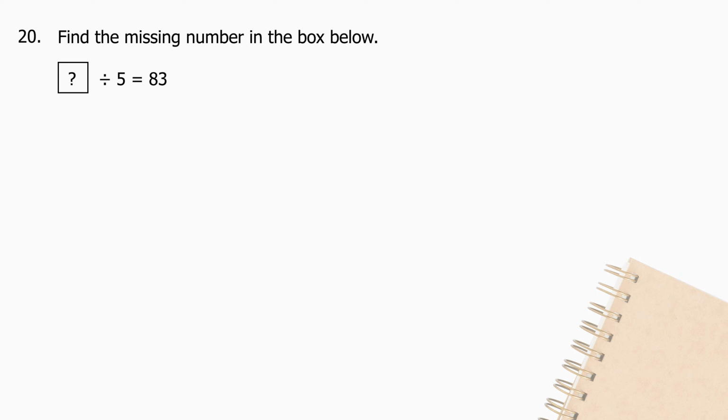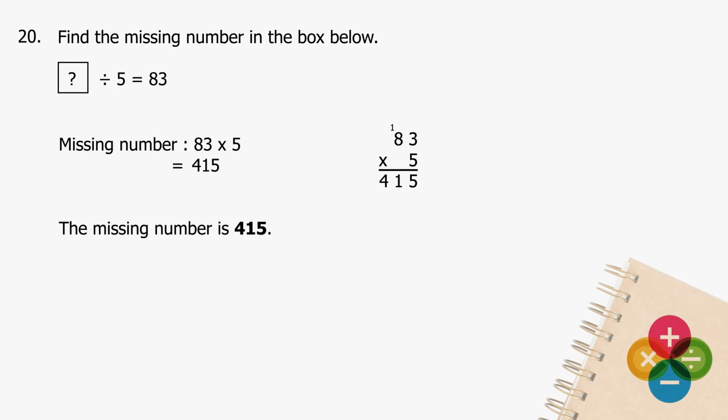Question 20. Find the missing number in the box below. Divide the missing number by 5, and the quotient is 83. The missing number will be, multiply 83 by 5, and the product is 415. The missing number is 415.